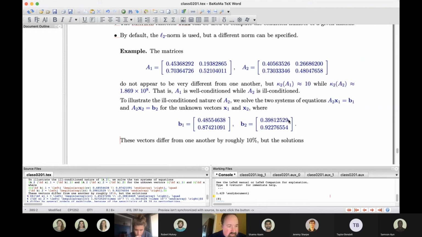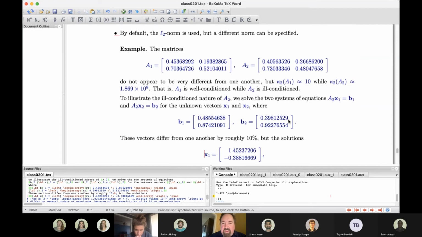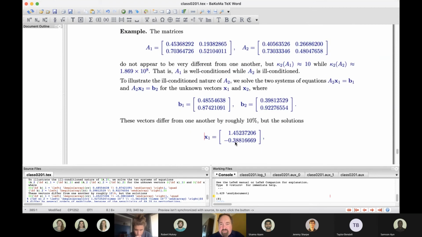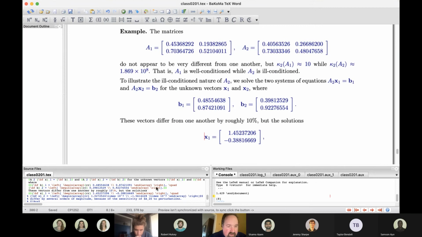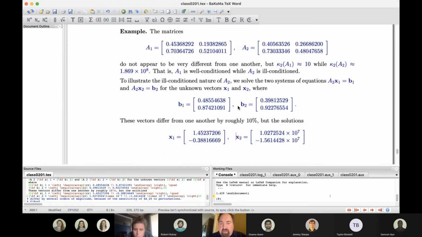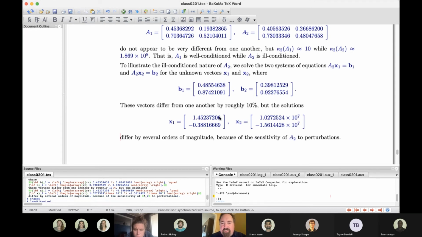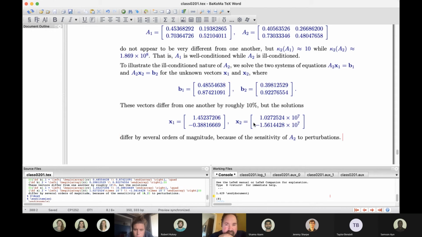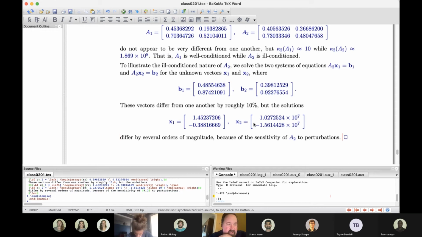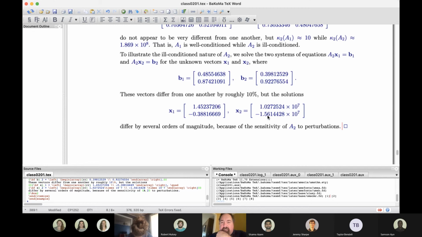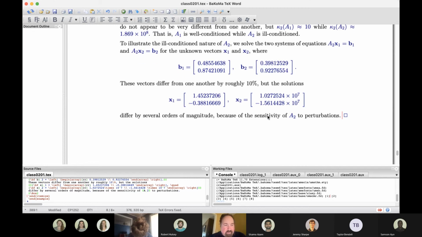But here's a solution using B1, which gives us X1. Here's a solution involving B2, X2, on the order of 10 to the 7th, so a ginormous change. So that's what ill conditioning can do to you. You basically can't trust the solution that it gives you, and that's unfortunate because there are some matrices in important applications that are ill conditioned, and this sort of thing can happen.